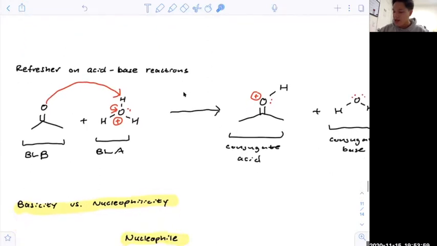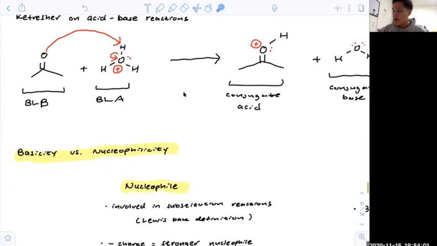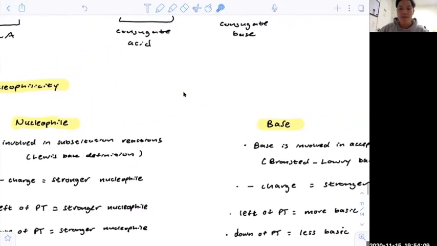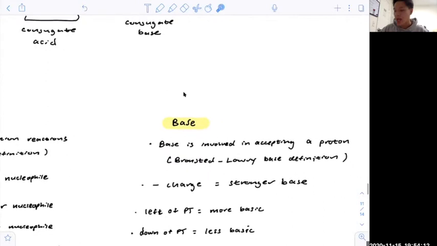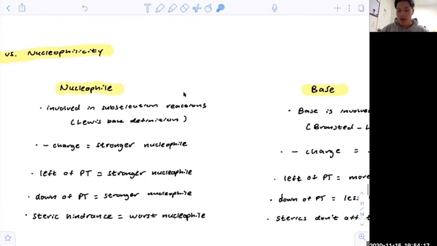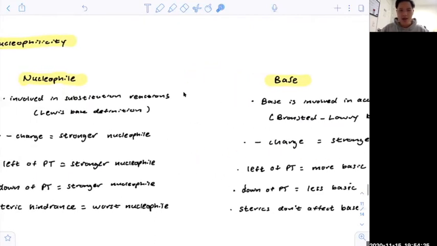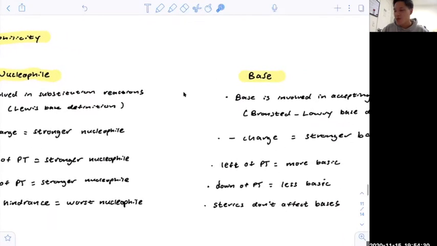So basicity versus nucleophilicity, okay? If you remember, nucleophiles are involved in substitution reactions, right? This is the definition of a Lewis base. But bases are involved in accepting a proton, right? Like I said, a Bronsted-Lowry base. A negative charge makes a stronger nucleophile. A negative charge makes a stronger base. If you go left on the periodic table, it's a stronger nucleophile, but that's also the same case with a base. It's more basic if you go left on the periodic table.